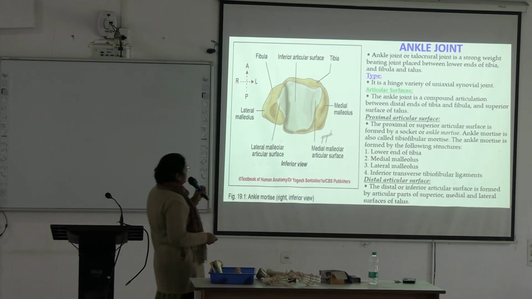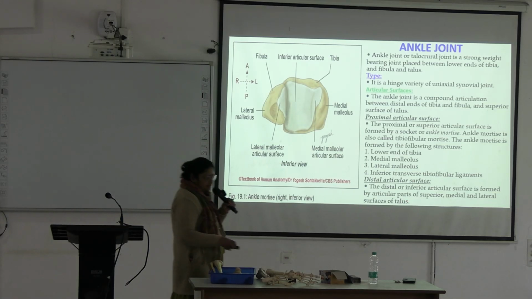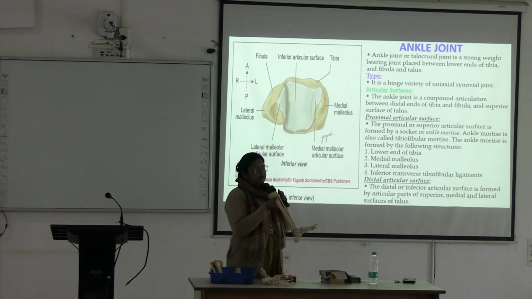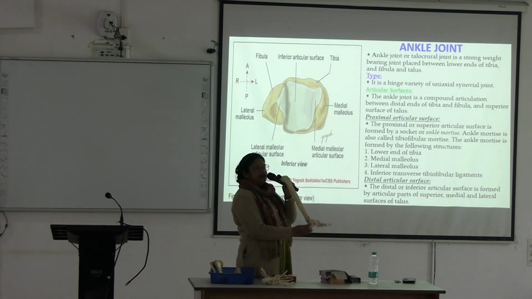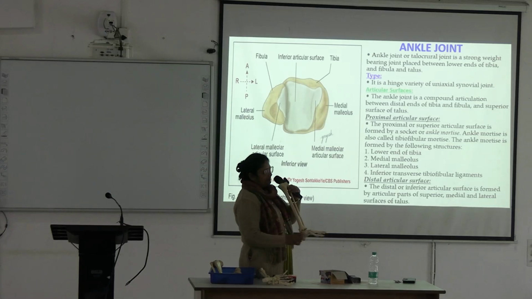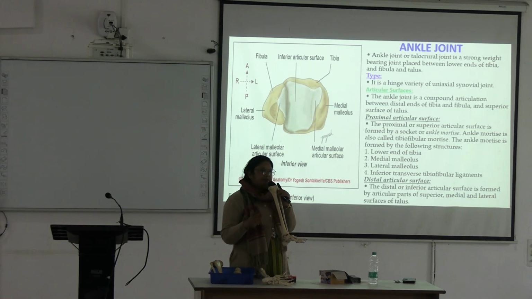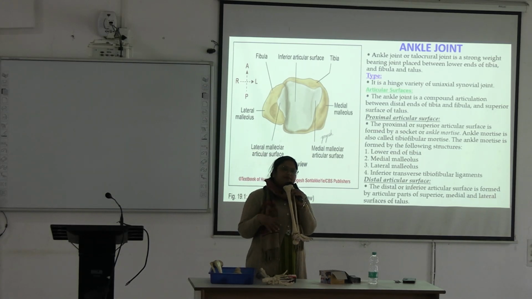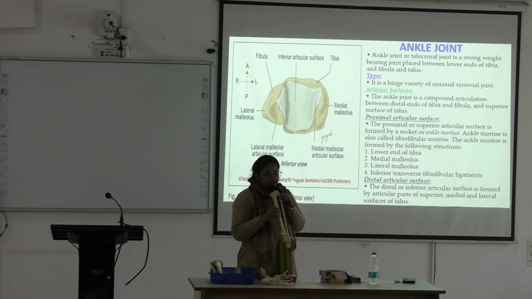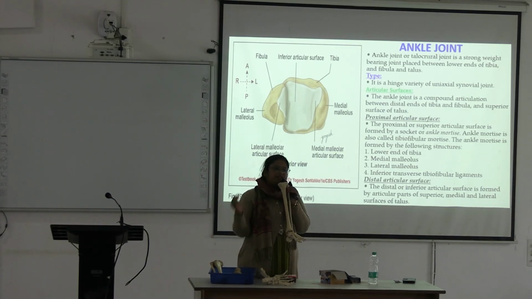Okay. Next, distal articular surface. The distal or inferior articular surface is formed by articular part of superior, medial and lateral surface of the talus. You can see here, this bone is talus, okay, just beneath the tibia, here is talus. So you can see the superior surface, medial surface and lateral surface of talus. All these three parts are taking part in formation of the ankle joint, okay. And tibia and fibula together forming the tibiofibular mortise, okay, the socket.